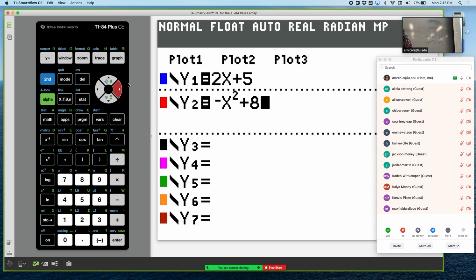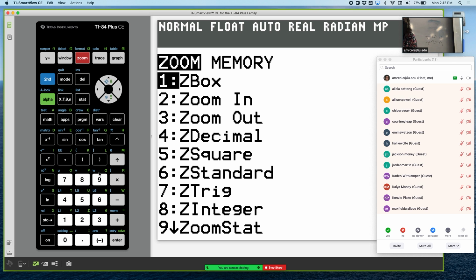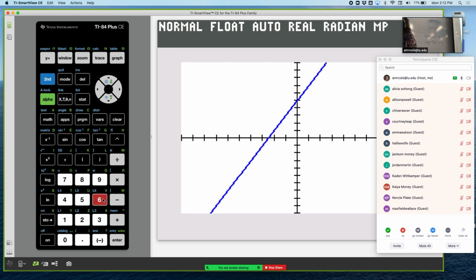Is everybody in the room with me so far? We got our negative in there. Are you good? Okay, because I can do it again if we're not. All right, so I'm going to zoom standard just to be on the safe side. There's my straight line. And then I've got my upside down parabola now.